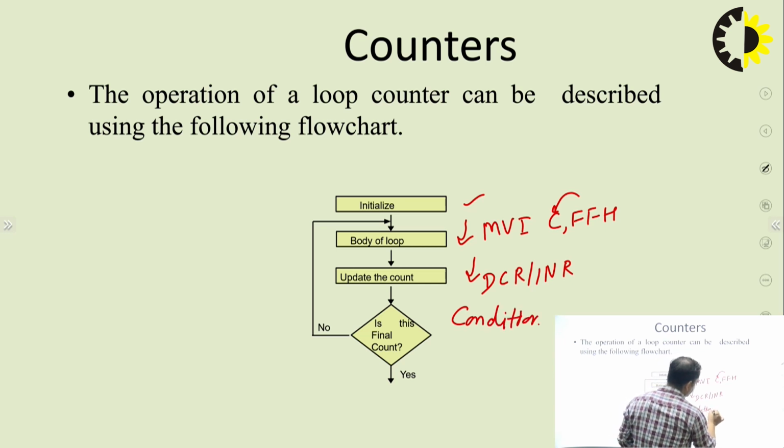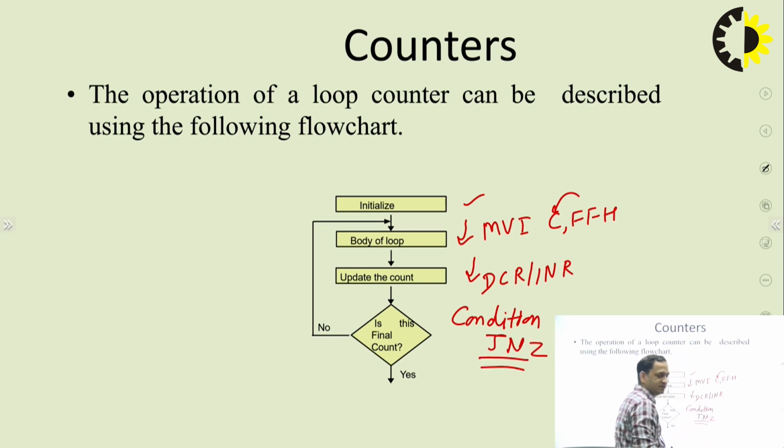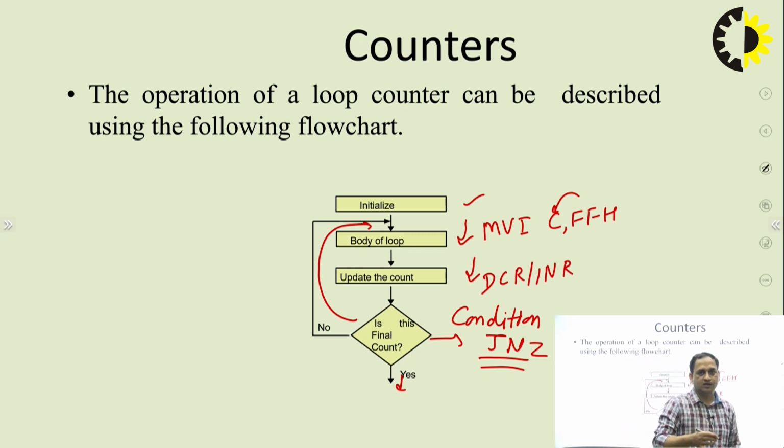So this condition can be represented as one example of a jump instruction, that is JNZ. If the final count is reached, then it will come out from there, or if this condition is true, then it will go back to here. If the count is not complete, then this loop will continue.